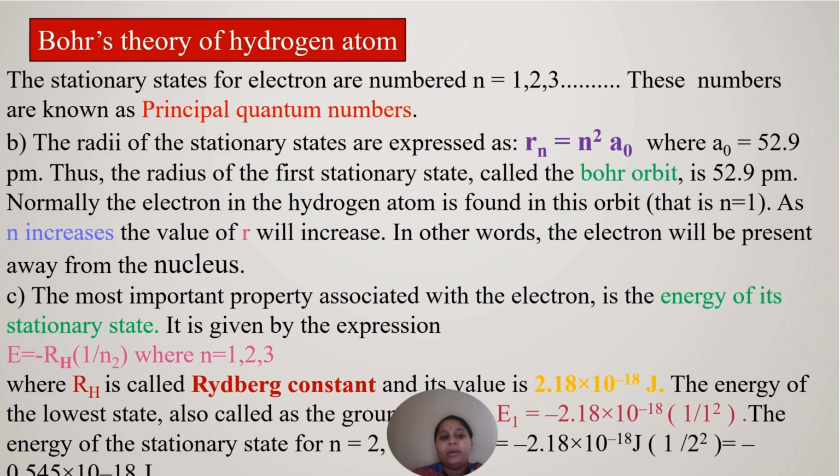So it is the same. The energy of the stationary state for n is equal to 2, that is E2, is equal to minus 2.18 into 10 power minus 18 joules (1 by 2 square), that is minus 0.545 into 10 power minus 18 joules.